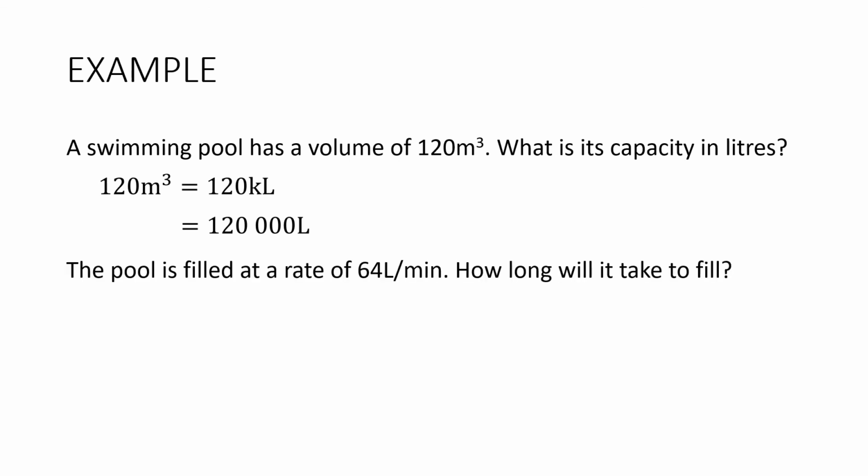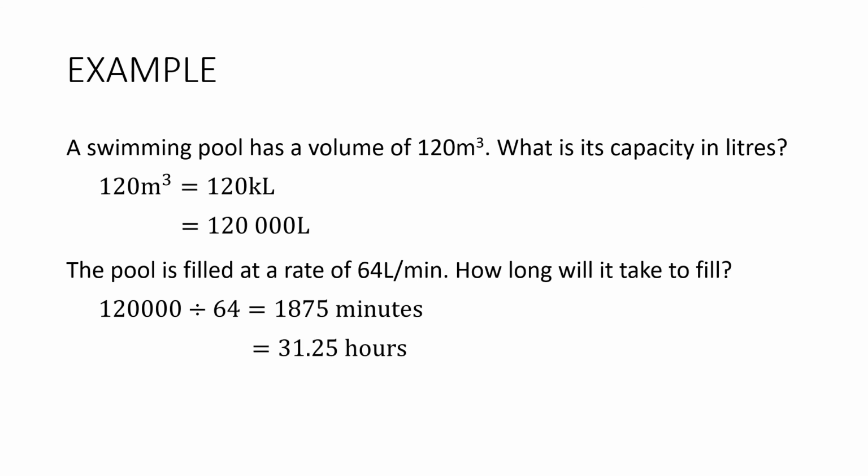The pool is filled at a rate of 64 litres per minute. How long will it take to fill? So we want to know how many 64s go into 120,000. That's a division question. So 120,000 divided by 64 is 1,875 minutes. Let's divide by 60 and convert that to hours. So it's 31.25 hours.